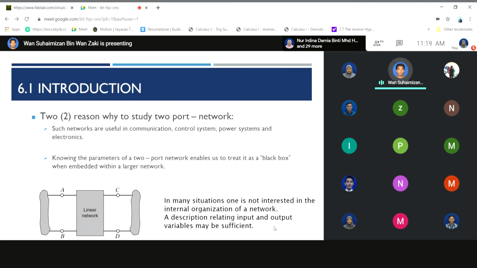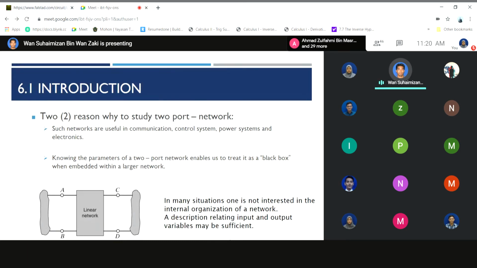So there are two reasons why to study two-port network. First, such networks are useful in communication, control system, power system, and electronics. By knowing the parameters of a two-port network, you are able to treat it as a black box when embedded within a larger network. In many situations, one is not interested in the internal organization of the network. So we don't want to know what is inside the box, but we need to know the current and the voltage applied to the network.